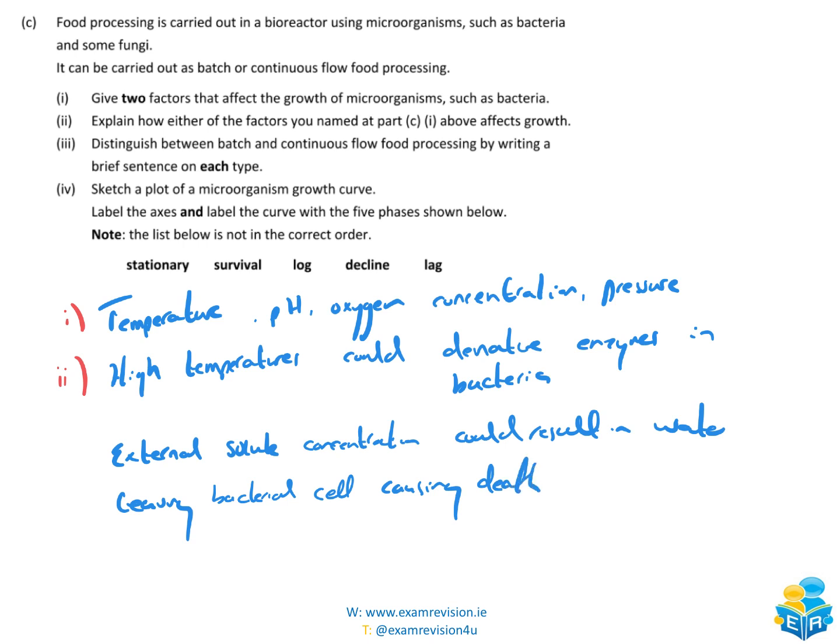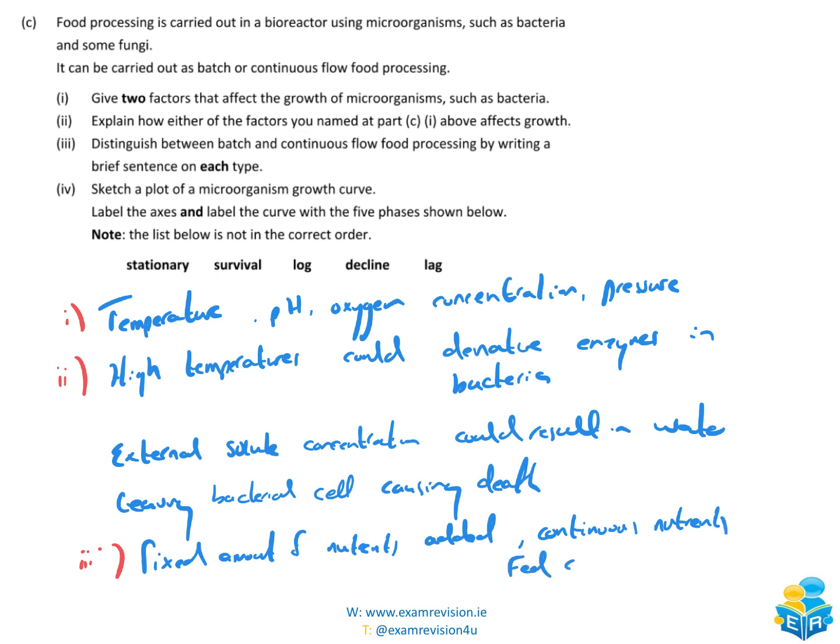Okay, part three: distinguish between batch and continuous flow food processing by writing a brief sentence on each. So for batch food processing, a fixed amount of nutrients is added, and then you could say for continuous, nutrients are constantly fed in. You could also mention about the batch food processing, how the reaction is stopped and then started again, whereas continuous, it's constantly going.